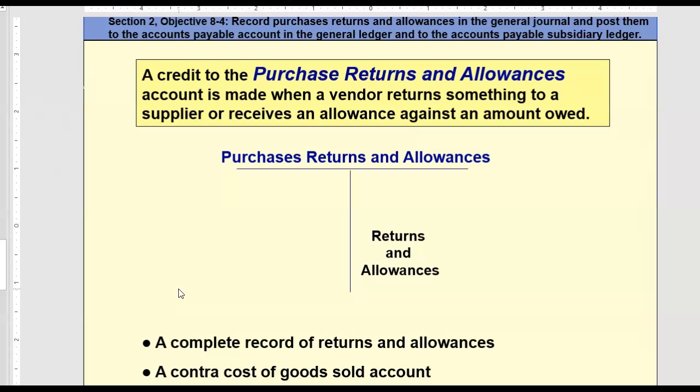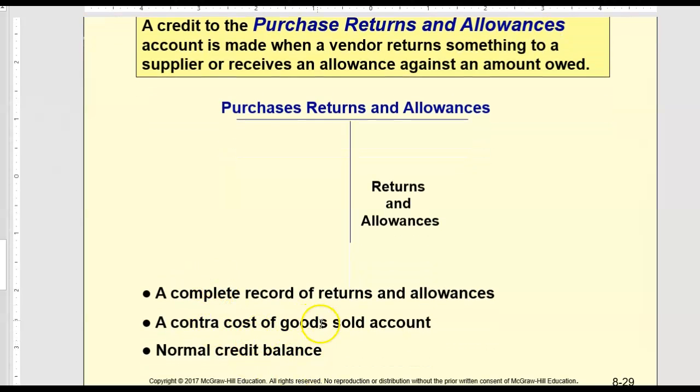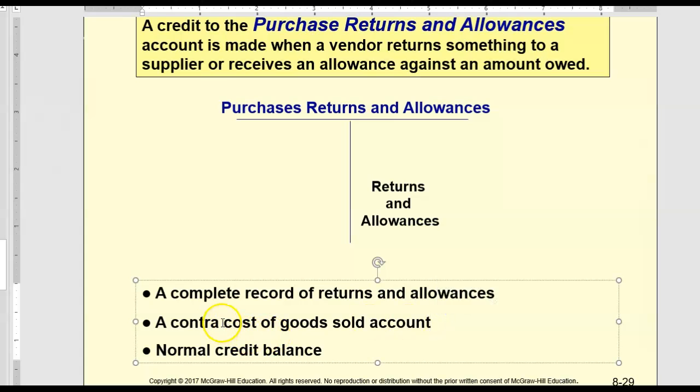Okay, so purchase returns and allowances is actually going to be a credit balance because it's a contra cost of goods sold account. Contra means the opposite of. Cost of goods sold is a debit because it's an expense. It's an expense to buy these things. So when you return something, it's going to be the opposite. That's why it's a credit balance. It's always going to be a credit balance all the time. It's never going to change. So whenever you purchase something, it's a debit, and when you return it, it's a credit.